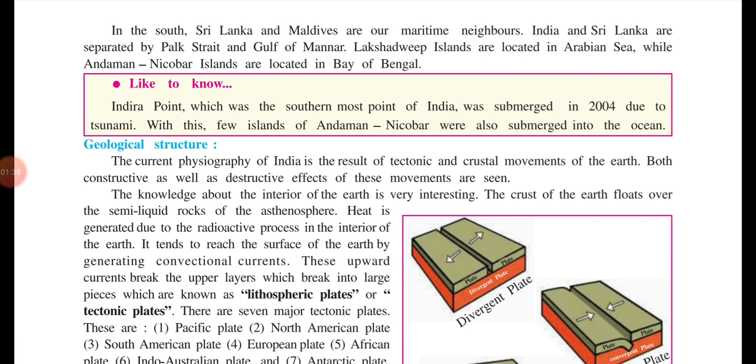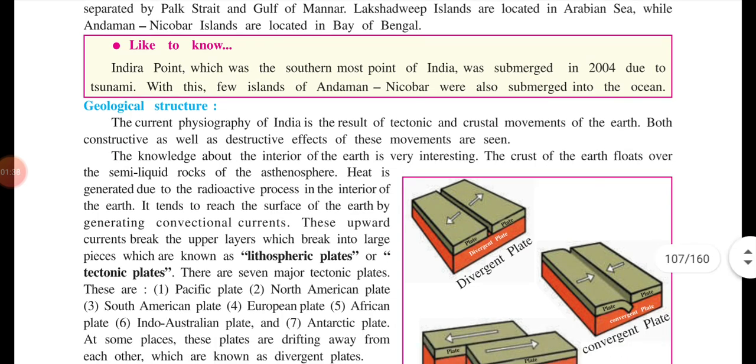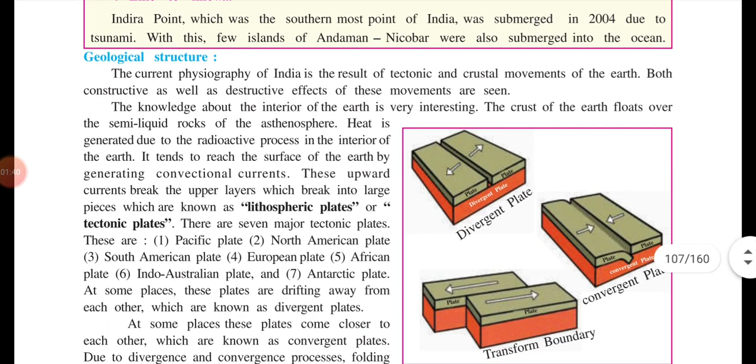Now, geological structure. The current physiography of India is the result of tectonic and crustal movement of the earth. Tectonic means the structure of earth's crust. Both constructive as well as destructive effects of this movement can be seen, means the bad way and the good way both can be seen.